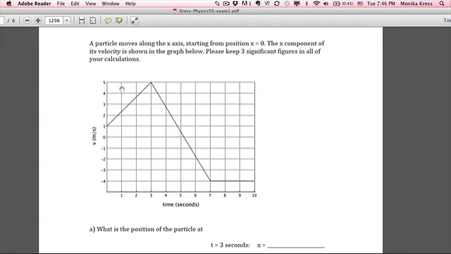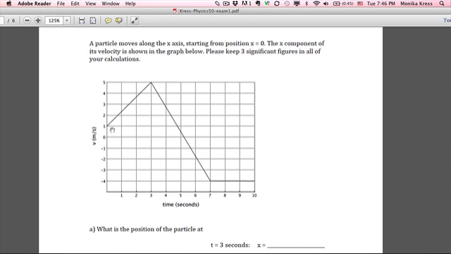Hi everybody, here's a short video that explains how to do the problems on the first midterm exam, which covered chapters 1 through 4. In this problem, we're given a graph of velocity versus time for a particle that's moving along the x-axis. So it's just going back and forth like this.